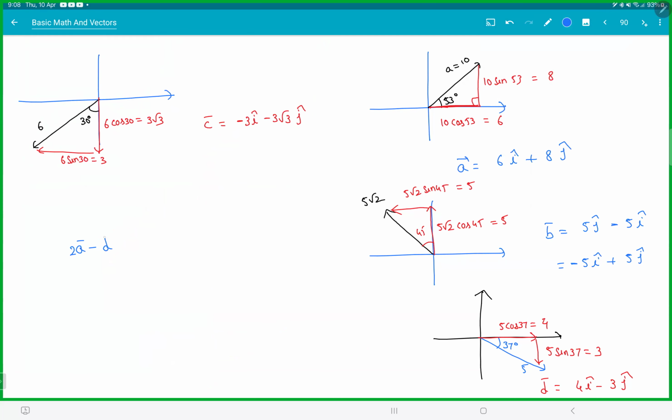So 2A bar minus D bar will be 2 times A bar, which is 6I plus 8J, minus D, which is 4I minus 3J. So 12 minus 4 is 8I, and 16 plus 3 is 19J. Clear, everyone? Easy stuff.